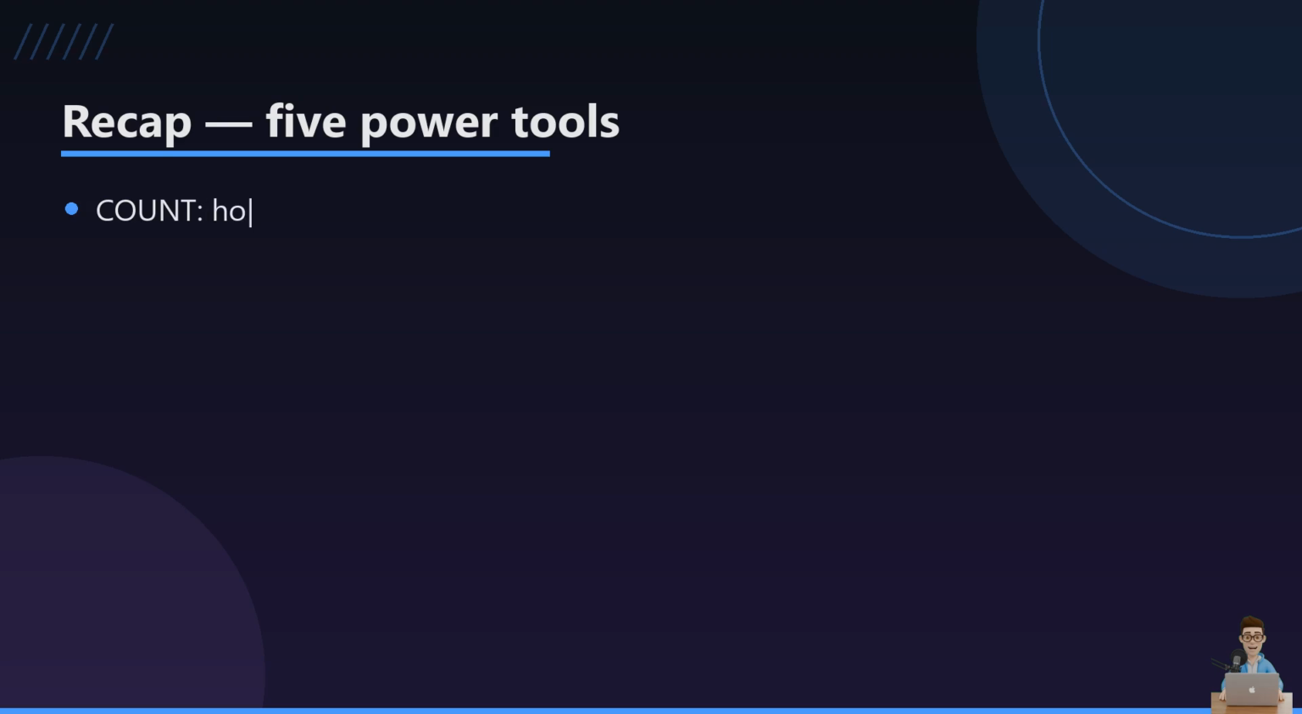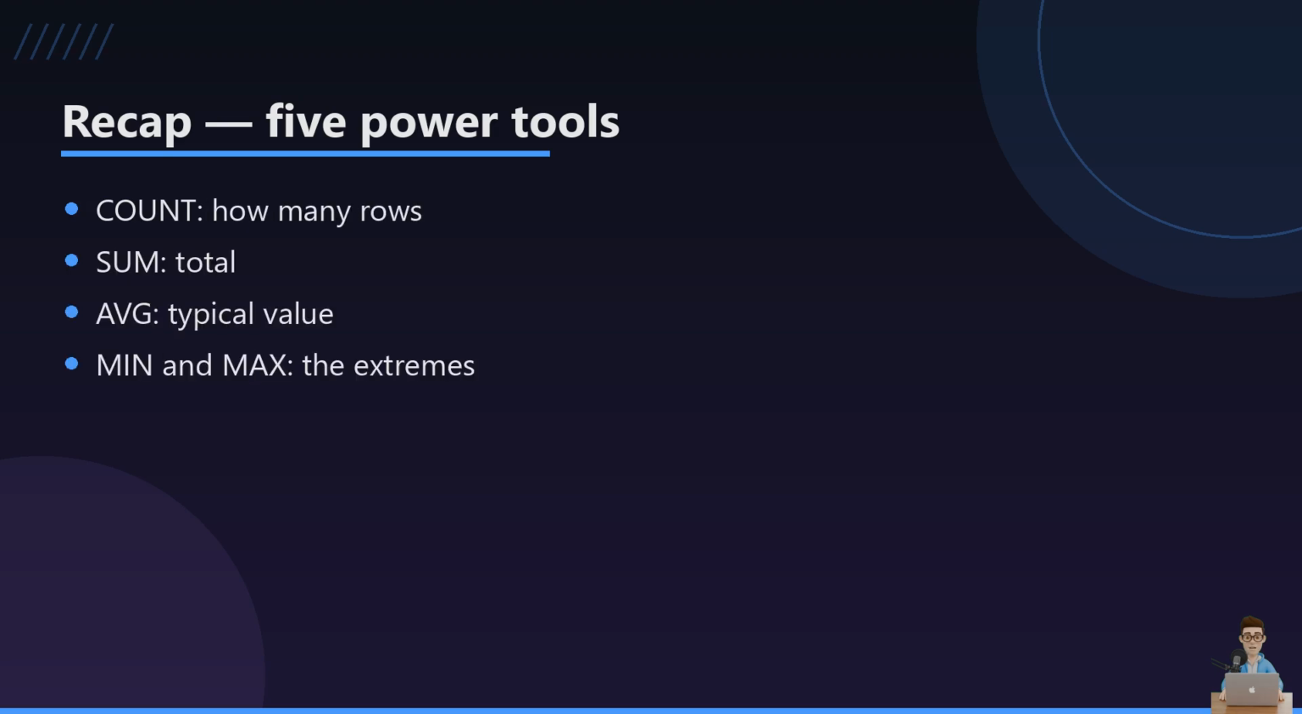Clean. So there's your toolkit. COUNT for how many, SUM for the total, AVG for the typical value, and MIN and MAX for the smallest and largest. They all share one habit. They take a whole column and hand back a single answer, quietly ignoring nulls except for COUNT(*). Master these 5 and you can summarize almost any table.